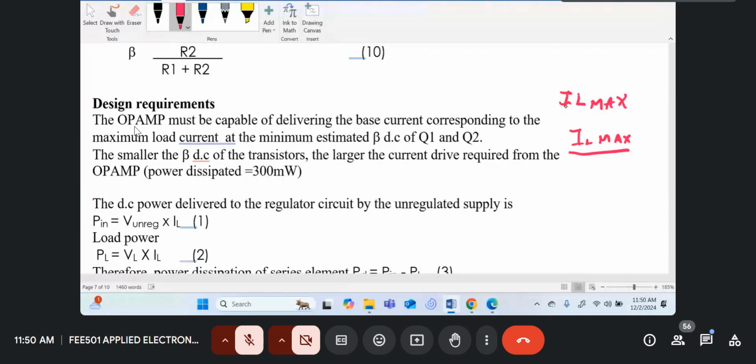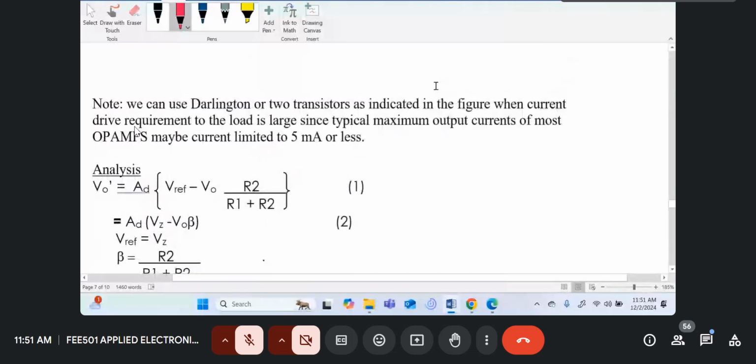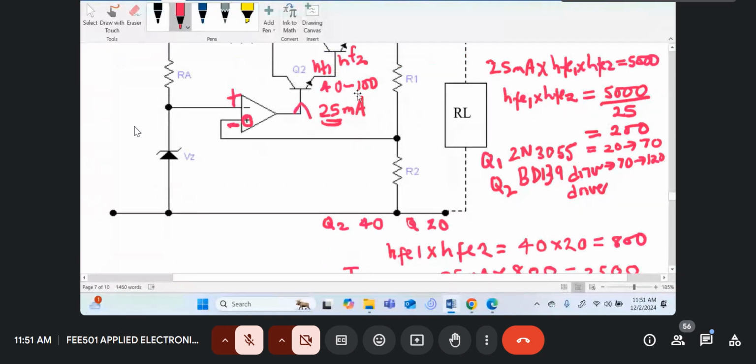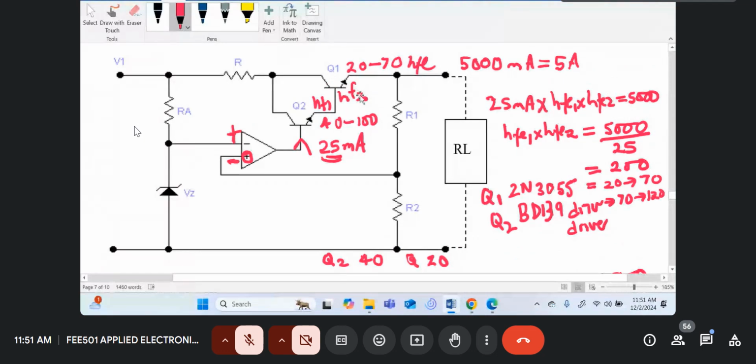Then IL max divided by HFE, let's call it total, should be equal to I out of op-amp. Now, supposing in this design that we just considered here, I just use one power transistor instead of using two.